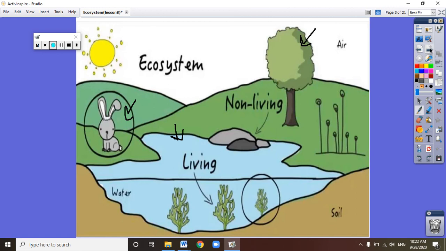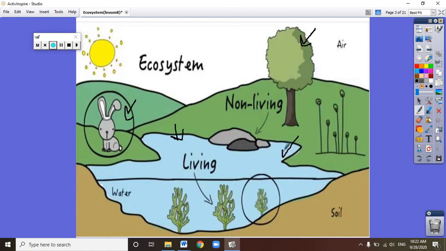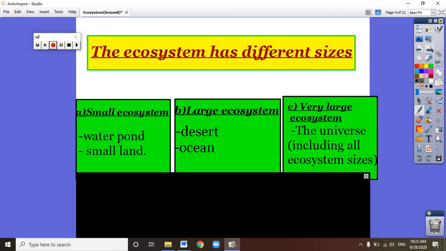Can you give me some examples for the ecosystem? Yes, like the deserts, like the ocean, like the forests. But at first, you must know that the ecosystem has different sizes. Small ecosystem like a water pond and small land. What is the meaning of water pond? Like the lake, like this one. That's the water pond or a lake. So the small ecosystem: water pond or small land. Large ecosystem like the desert and the ocean. Very large ecosystem like the universe. So the ecosystem has different sizes: small ecosystem, large ecosystem, very large ecosystem.